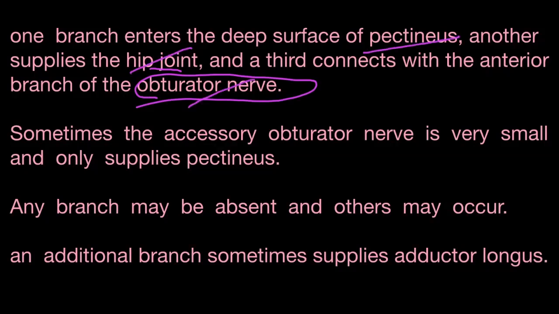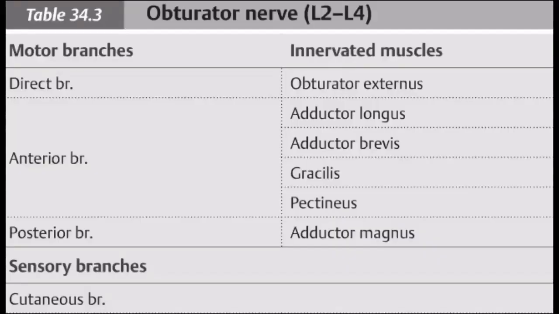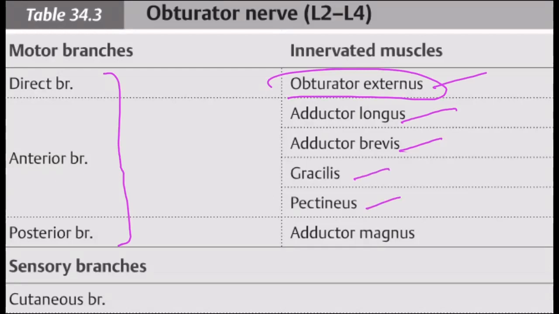Sometimes the accessory obturator nerve is very small and only supplies pectineus. Any branch may be absent and others may occur. An additional branch sometimes supplies adductor longus. That means a large accessory nerve. And remember this, motor branches are direct branches to obturator externus, adductor longus, brevis, gracilis, pectineus, and magnus. Sensory branches are cutaneous branches, right?